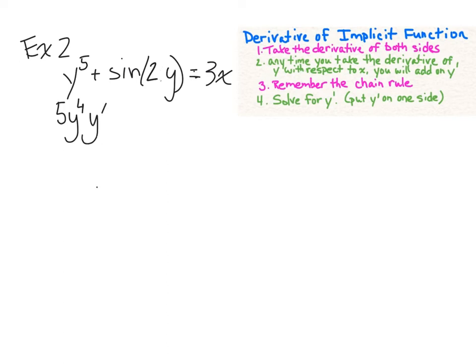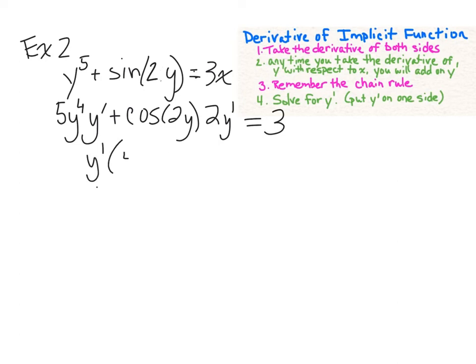The derivative of sine is cosine of exactly what's there. Now times the derivative of the inside, which is 2y prime, and that's going to be equal to the derivative of 3x, which is 3. Now again, remember we need to get our y primes on the left side, and yay, they already are. So what we can do is factor out the y prime, and we're left with 5y to the 4th plus the cosine of 2y, and I might just add that 2 there in front right here, and that's equal to 3.